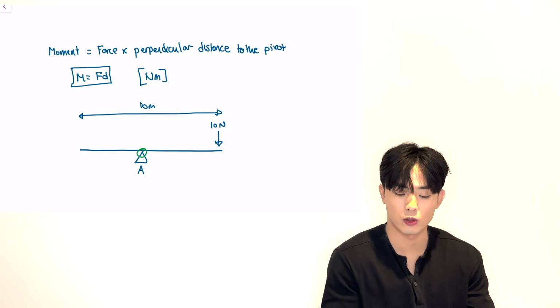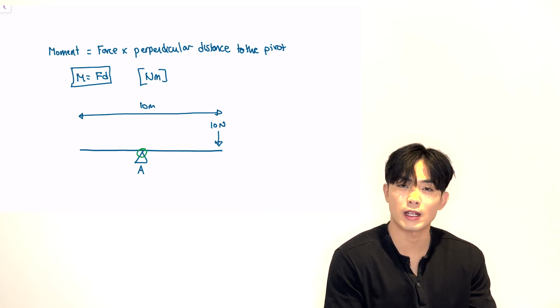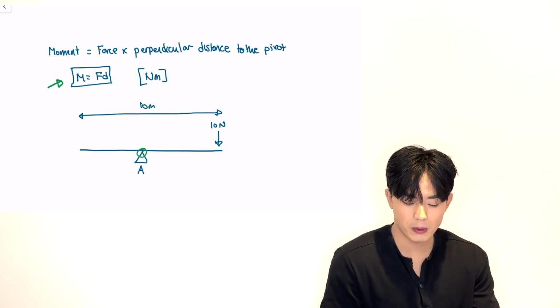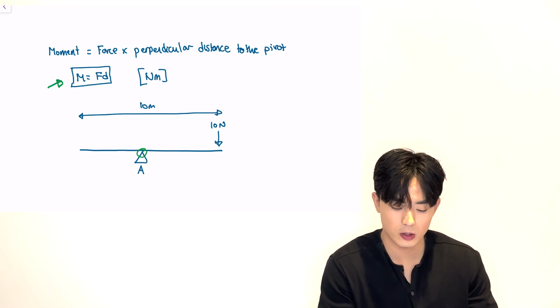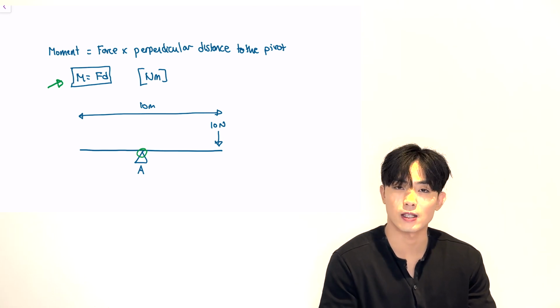Now, a pivot is a point, something like here, where the rod or like a plank can rotate about. So that's what we call a pivot. So the force and the perpendicular distance between the pivot and the force is going to be your moment. And in letter form, capital M is F times D. Now the units of force is newtons, the units of distance is meters, so the units are going to be Newton meters like so.